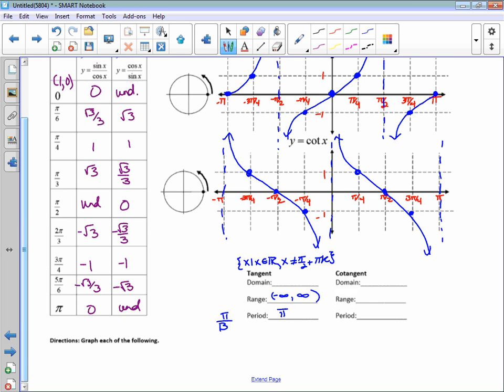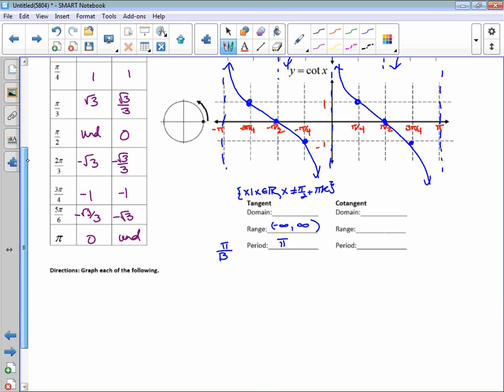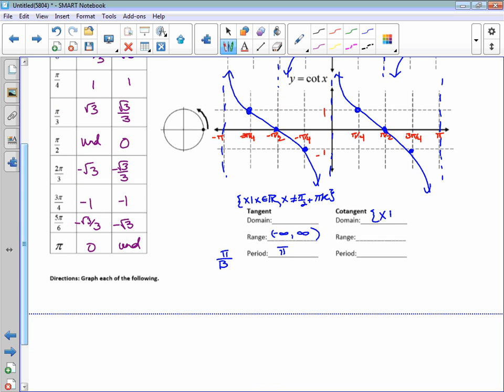All right. Domain for cotangent. So, x, such that x is an element of the reals. Do you guys have that memorized now? Okay. X cannot equal. You can tell me where your first one is. If you want to write the 0, you can. You don't have to. And then plus pi k. Or you could just say cannot equal pi k first. Either way, it works. All right, range. Okay. Period of this one?